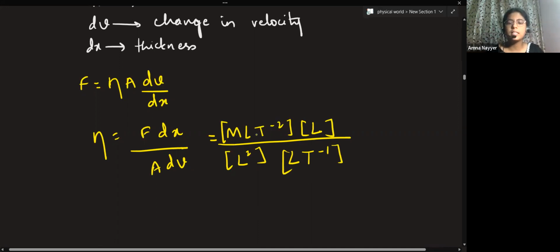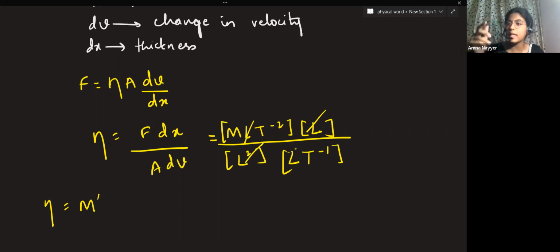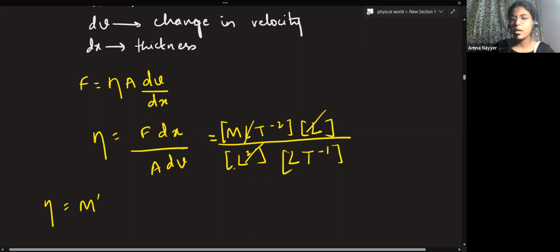So see, this becomes M to the power 1, the same. L square can get cancelled from here. This is also L square, this is L square, so this will get cancelled. You have one length remaining in the denominator. When this goes up, the power will change. Remember always, the sign gets reciprocal if the denominator and numerator get changed. So L is in the denominator, and this becomes L to the power minus 1.